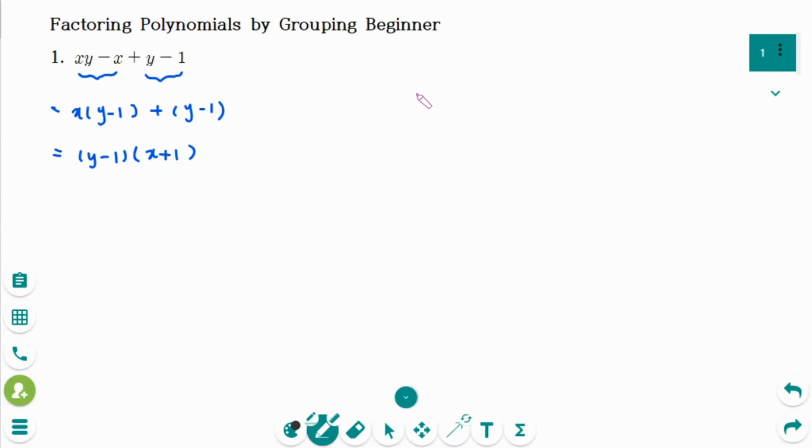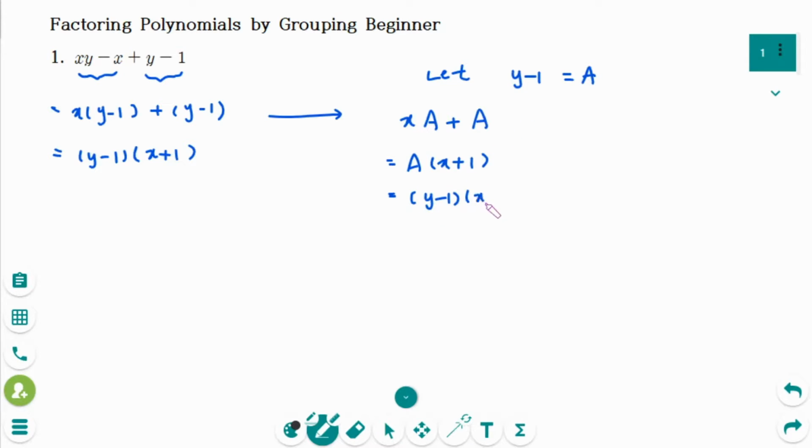If you don't like this way, use substitution. Let y minus 1 be A. Here, x times A plus A, and then factor out A. That x plus 1 is left over, and then go back to original. A was y minus 1, so y minus 1 times x plus 1. So you have the same answer. It's easier.